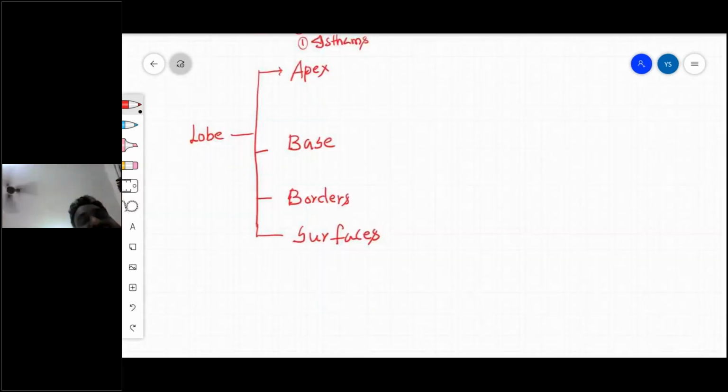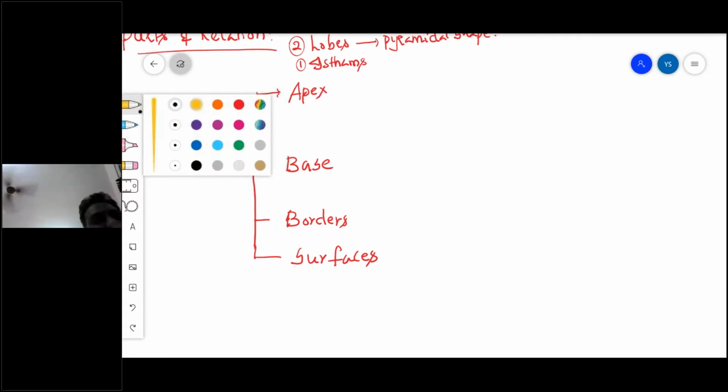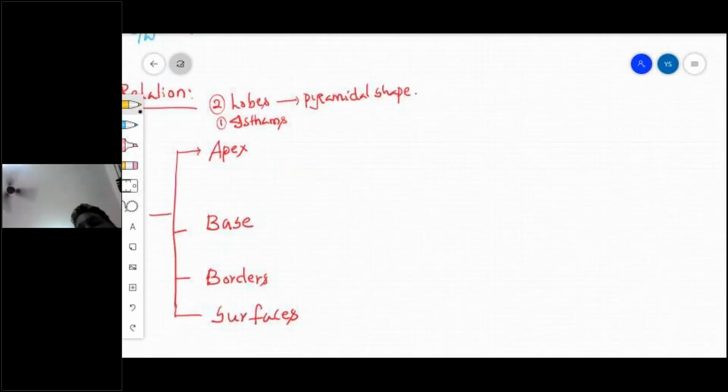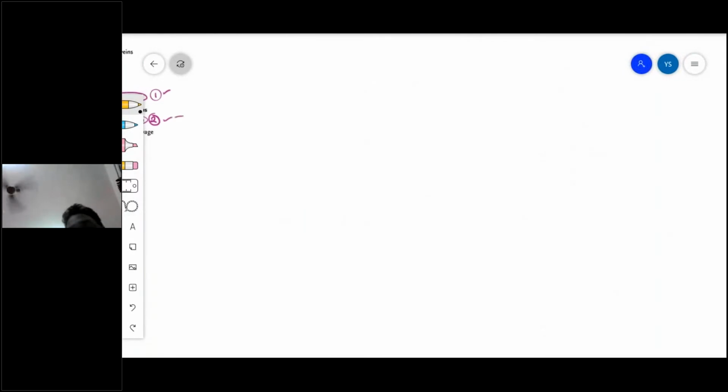Each lobe of the thyroid gland has base, apex, borders, and surfaces. You see one by one. First, we see the parts of the thyroid gland in the picture. Then after that, we see the relations.